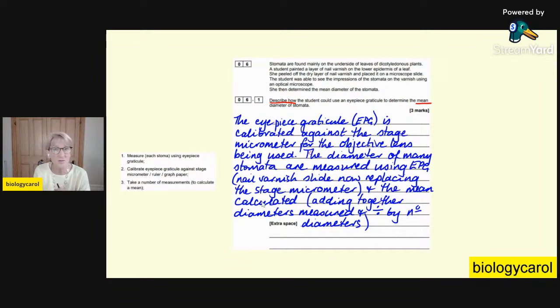Oh, sorry, I just realized I've got some questions. I will come to them. Here's the mark scheme, and here are the examiner's comments, and this is where I got the marks. So, mark point 1: diameter of many stomata are measured using the eyepiece graticule. The eyepiece graticule is calibrated, mark point 2, and that you take a number of measurements to calculate the mean.